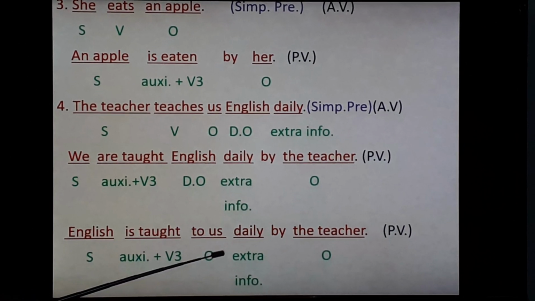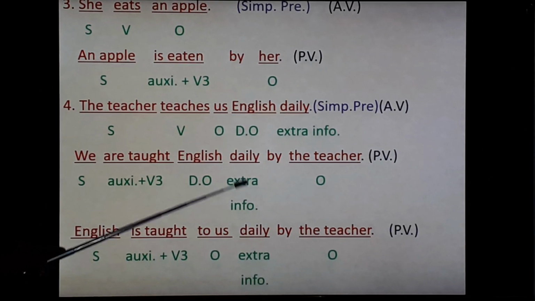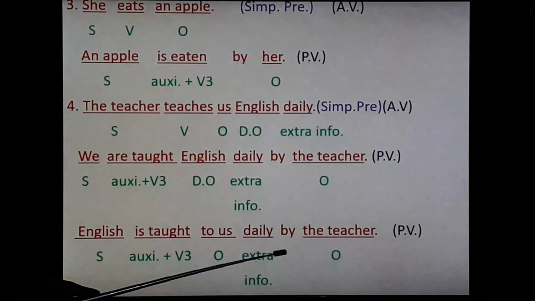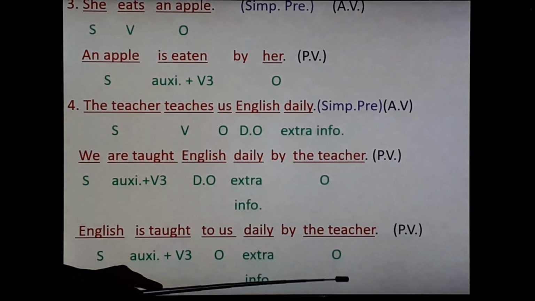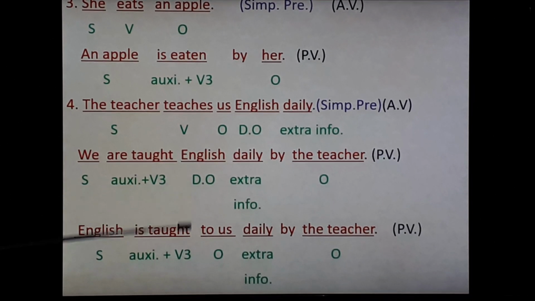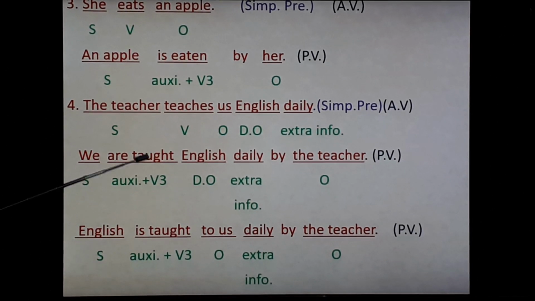Okay. After that you have to write daily. It means that is extra information. And by the teacher. Here teacher, subject becomes object. This way, both ways are correct. So you can choose any.